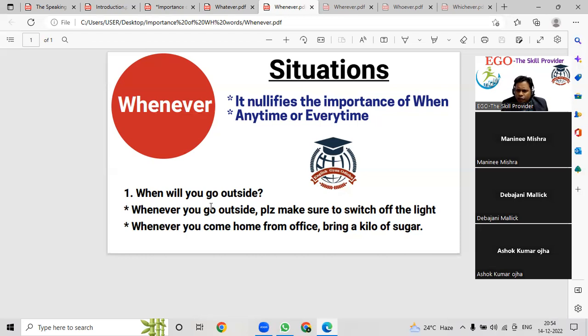The same things. Suppose someone asks, "Sir, when is your next class?" I say 10 o'clock. I have to give you the exact time. So whenever you are using "when", you have to give the answer in terms of exact time. But whenever there is no time, it nullifies the importance of "when". The importance of "when" is to provide specific time.